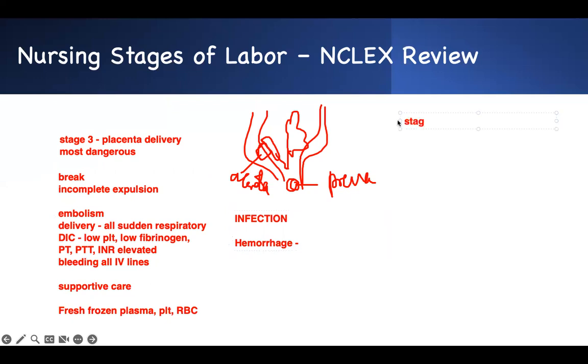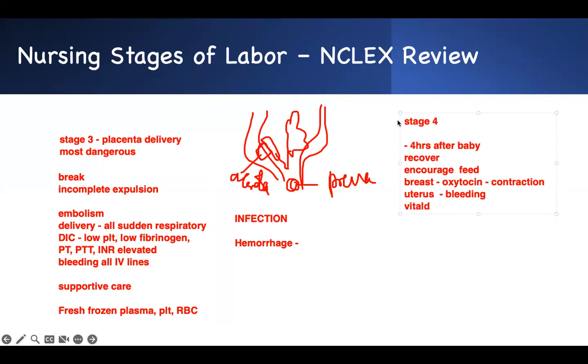And then stage 4, we deliver the placenta. This is 4 hours after the baby. And this is the time the mommy recovers. It's just recovery mode, right? You want to encourage them to feed the baby by giving breastfeeding. Why? You release oxytocin. This will help the contraction of the uterus and prevent bleeding.